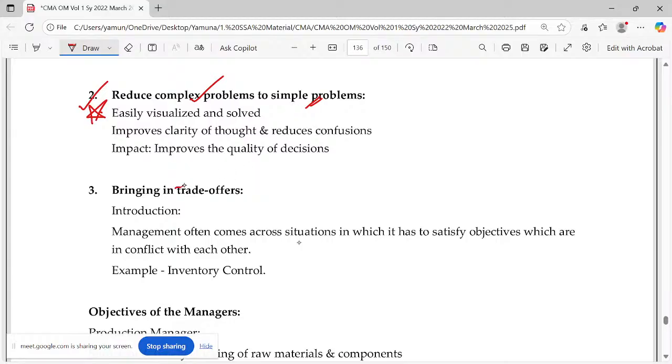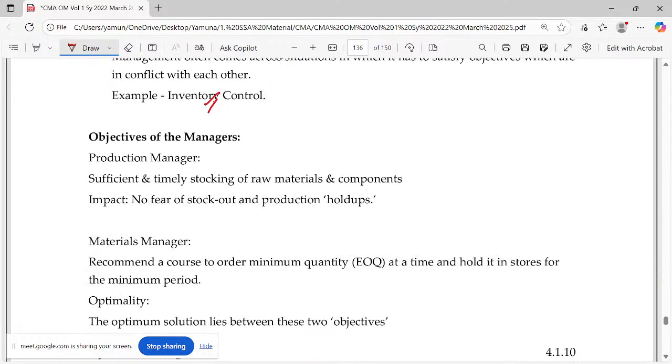Okay, bringing in trade-offs, like what type of situations you are going to come across. The example is inventory control, which is a very good example. So we have three points in this: what is the manager's role, and how are they going to play that role?